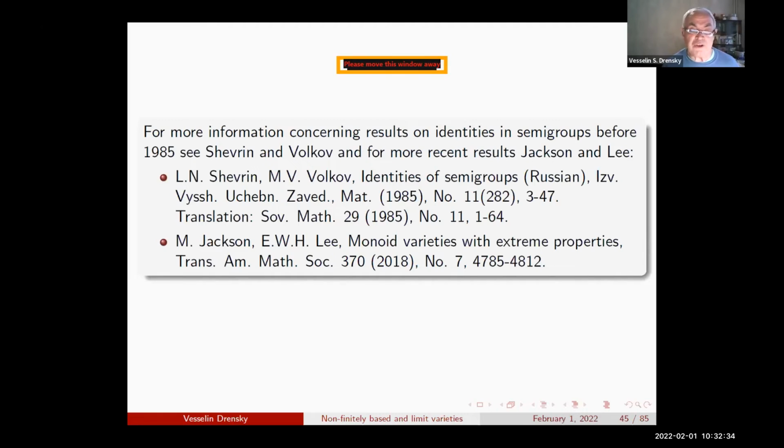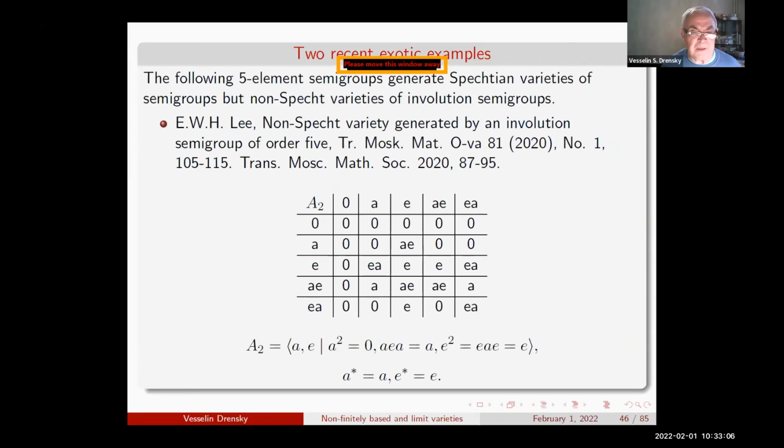And I already mentioned that there was a paper by Chevron and Volkov in the 1980s, and now there are also some newer papers where they study such questions for varieties. So I showed 2 exotic examples. One of them, you have varieties of semigroups.